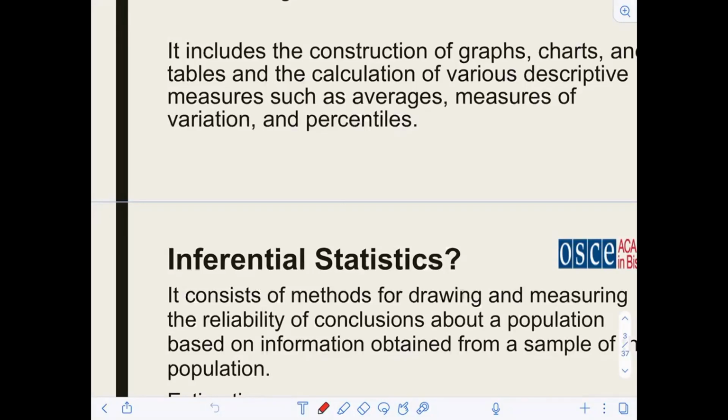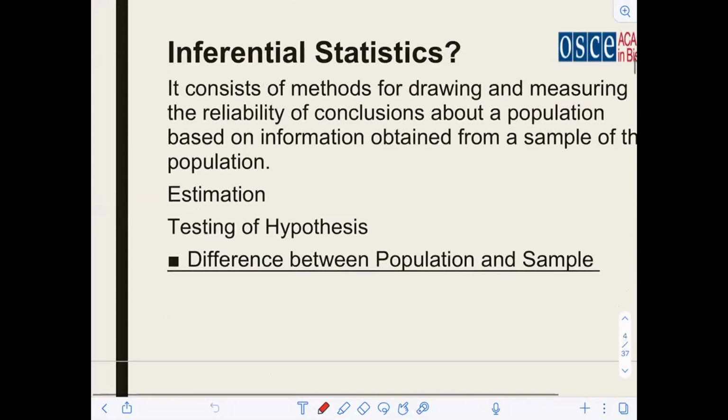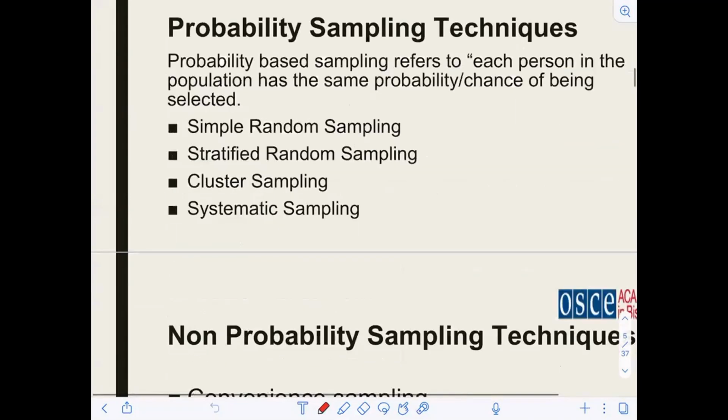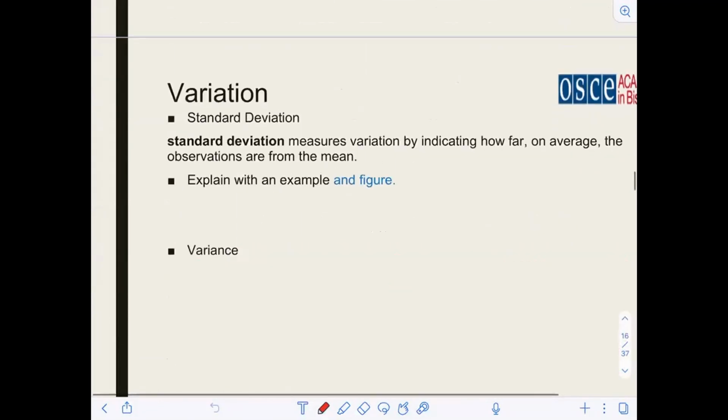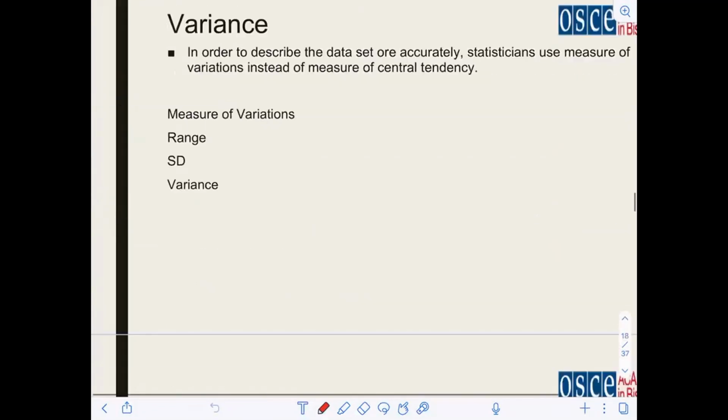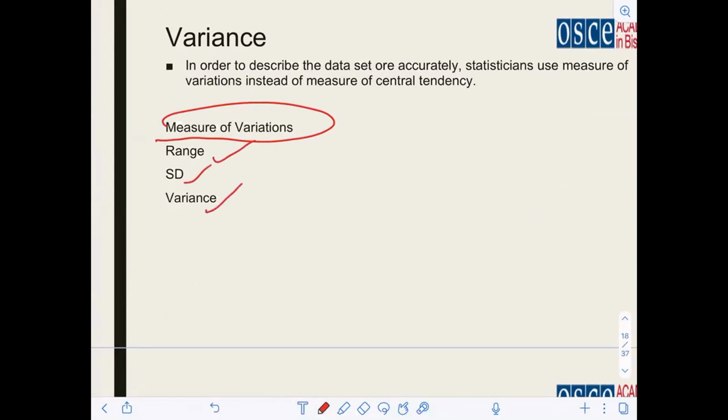We should understand that descriptive statistics has two parts. One is central tendency, which is calculating the averages, the central points, whereas on the other hand we have measures of variation, which is calculating the variations, like range and standard deviation. Let me just open it for you.